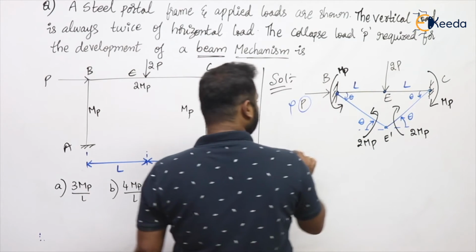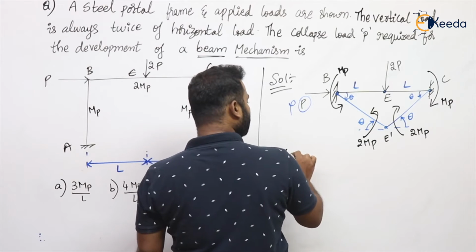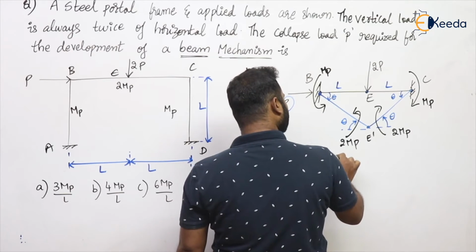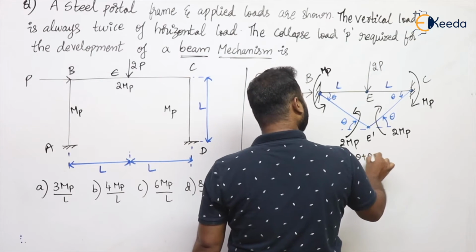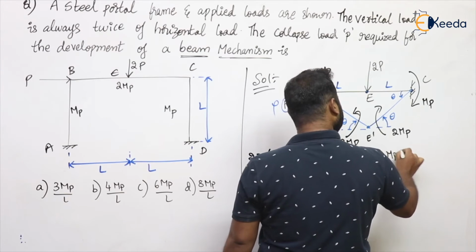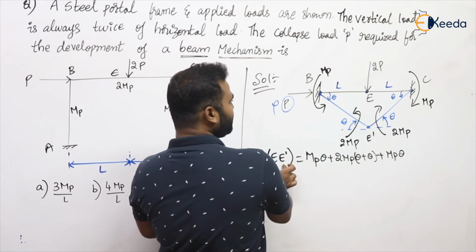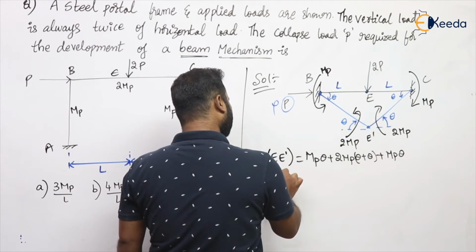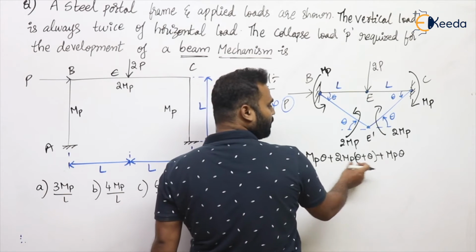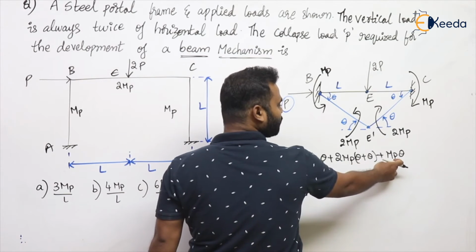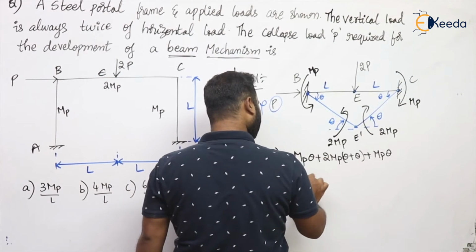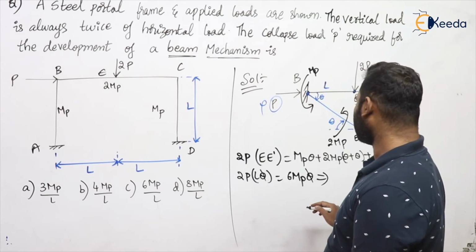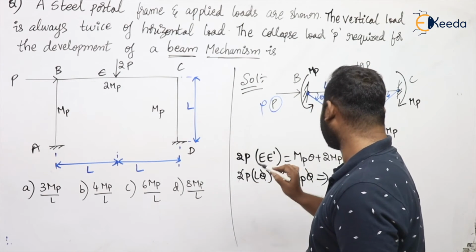Now, external load 2P into E dash is equal to MP theta plus 2 MP theta plus 2 MP theta plus MP theta. Is that clear? Now E dash is nothing but simply L theta. So 2P L theta is equal to 4 plus 1 plus 1, that is 6 MP theta. We can cancel theta, and of course the 2 and the 6 will also cancel down to 3.